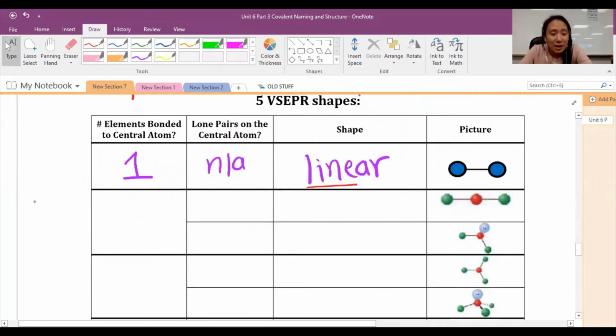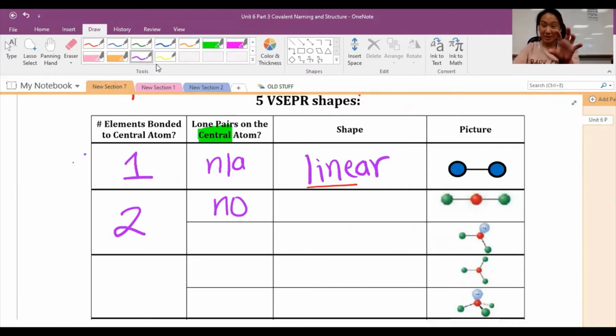Okay, the next one is this. Say you do have something in the center, right? That means we have a center and we have two elements bonded to the center, okay? It could be two of the same element, right? Lone pairs on the center atom. So you look at the center, so this is really important. Does the one in the middle have lone pairs? That's the question. If the answer is no, then it still creates a line.